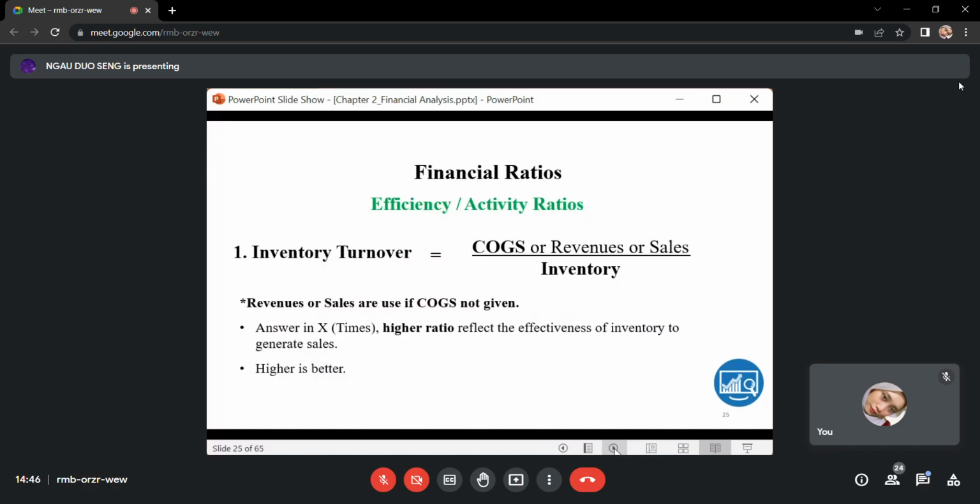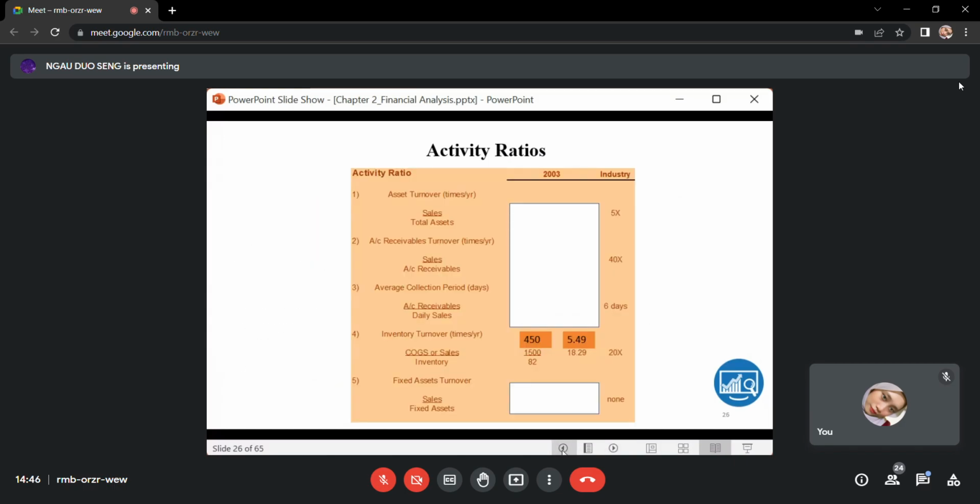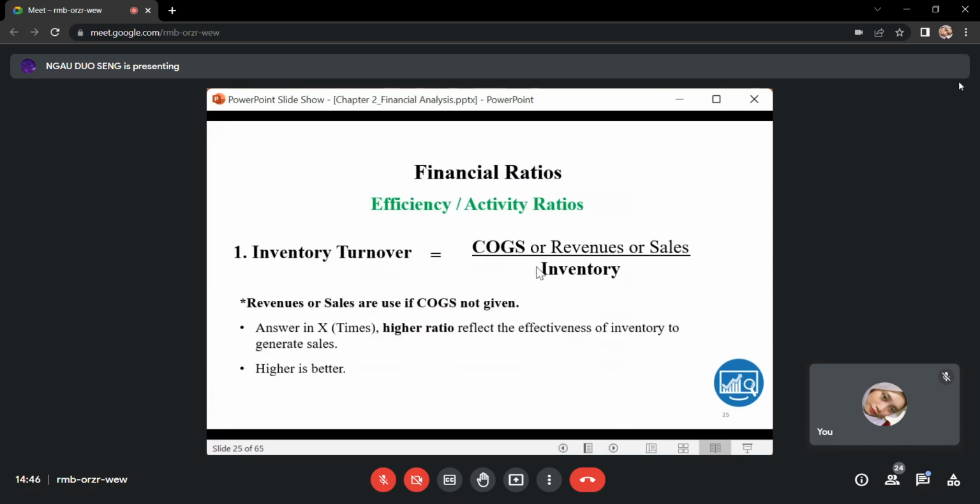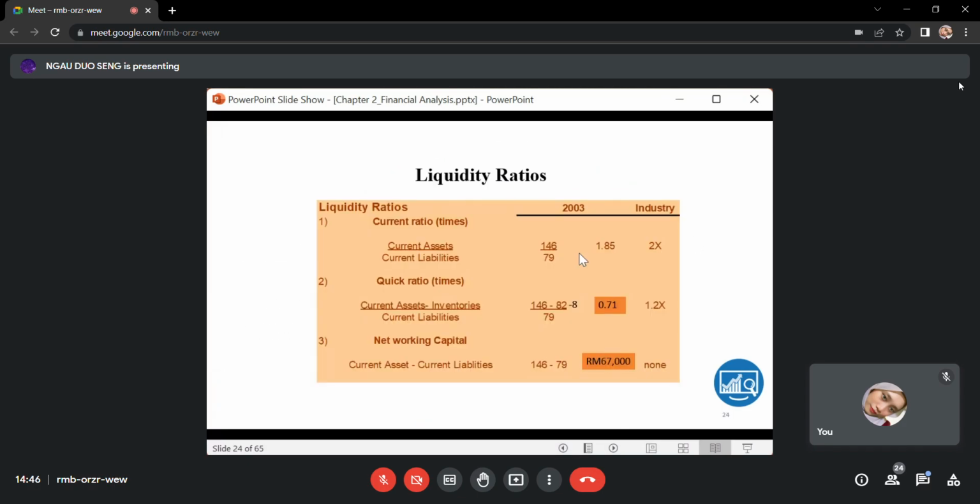Alright, next we have financial ratio inventory. This one berapa? 5. Alright, okay. I don't think that I can finish lah. I think the time is also up already. Alright. Any question before I stop?